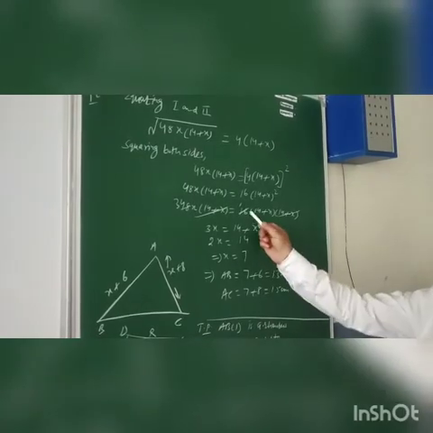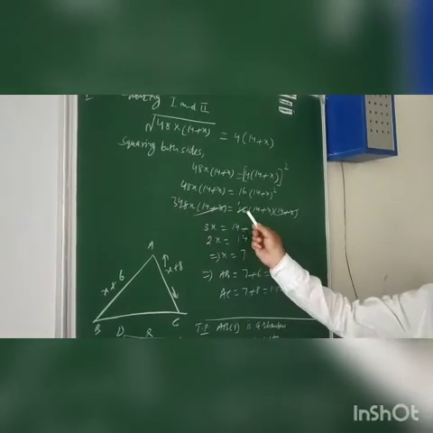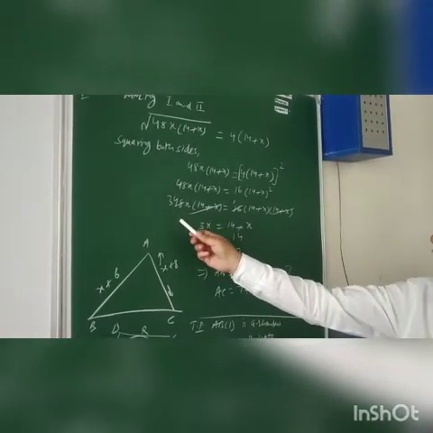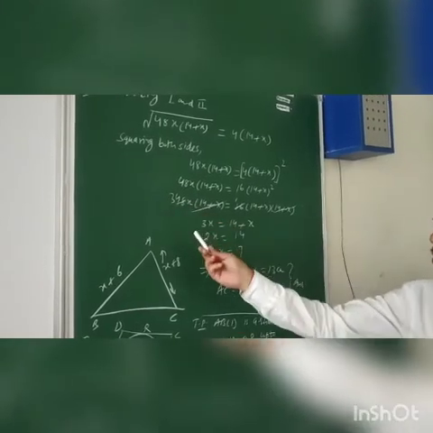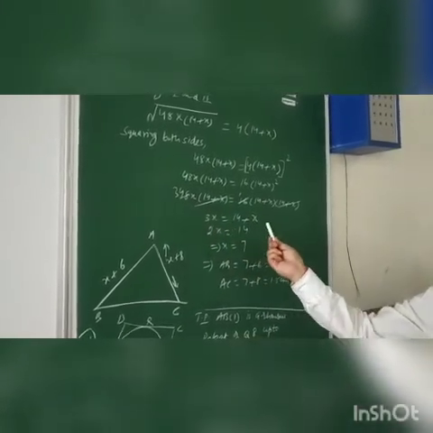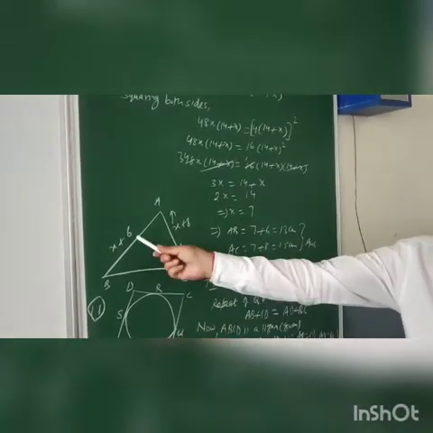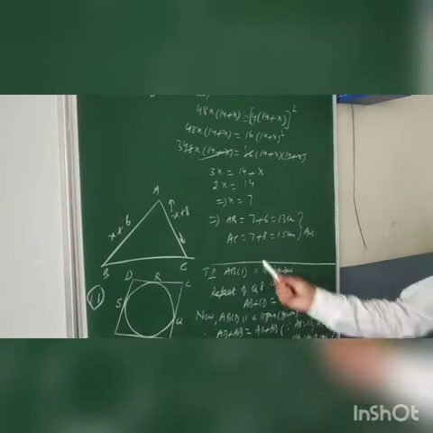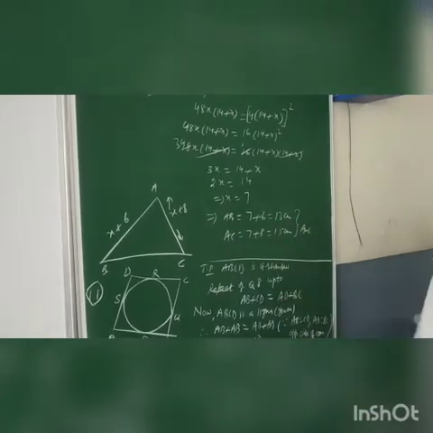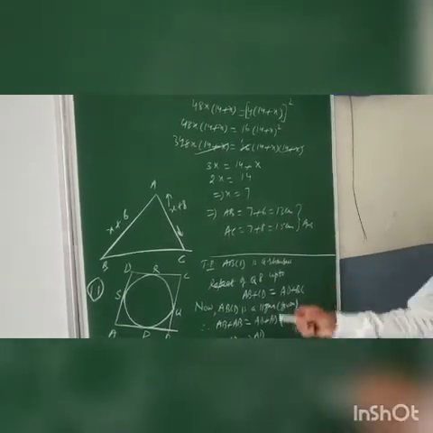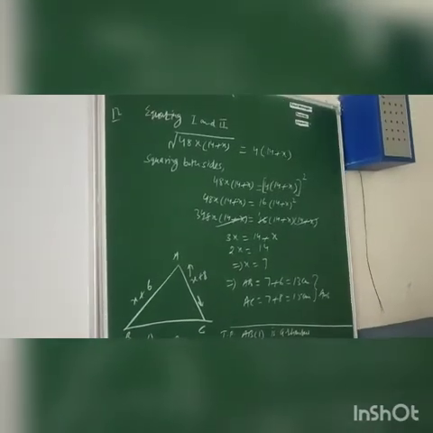Here it is 16, here it is 48x. So 16 threes are 48, so you will get 3x is equal to 14 plus x, which will give you the value of x. Then you can substitute that in these two sides to get the lengths of AB as well as AC. So that is the solution for your question number 12.